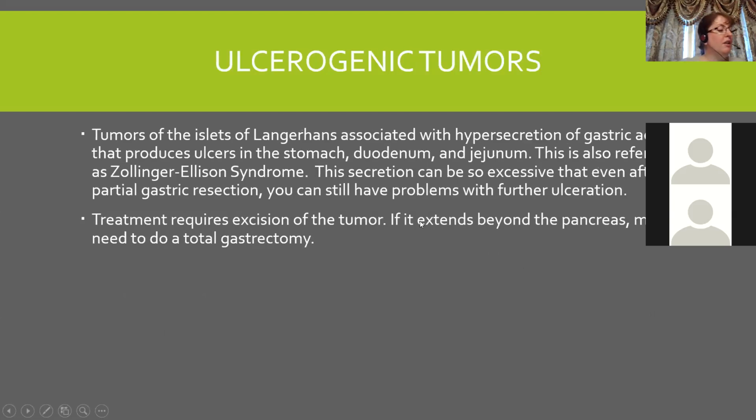And then on the very last slide, it talks about tumors of the islets of Langerhans. There's something that I guess really secretes a ton of gastric acid. It's this Zollinger-Ellison syndrome. So if you have this, it can cause you all kinds of issues. So typically this person might have to get a total gastrectomy if that was the case.